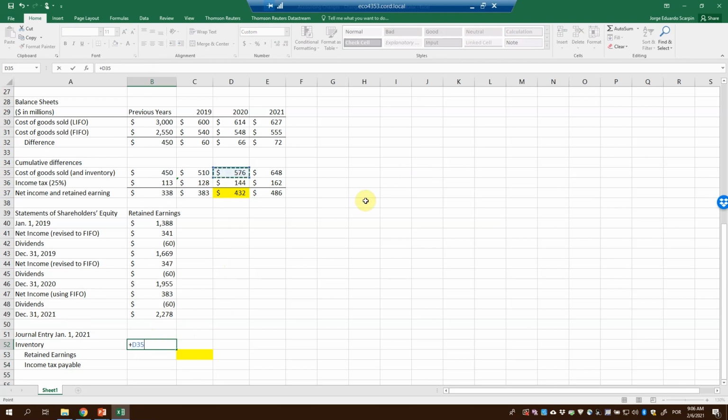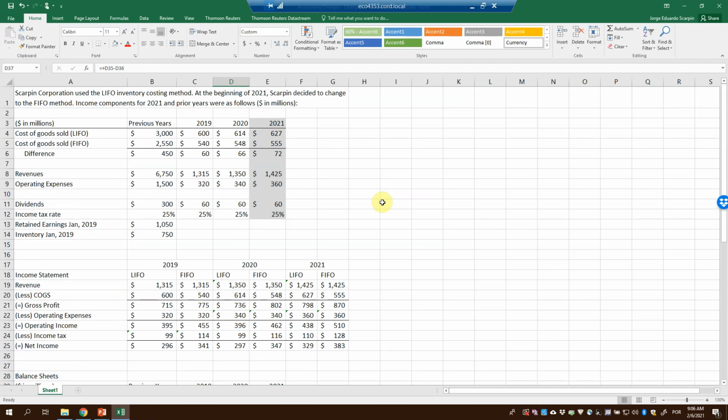Inventory. Cumulative difference in 2020, 576. Income tax payable. We need to pay income tax, 144. Retained earnings, the number to balance. Debit less credit, 432, must match with net income and retained earnings on 2020. A little bit hard, a lot of job here. So watch this video how many times you want.